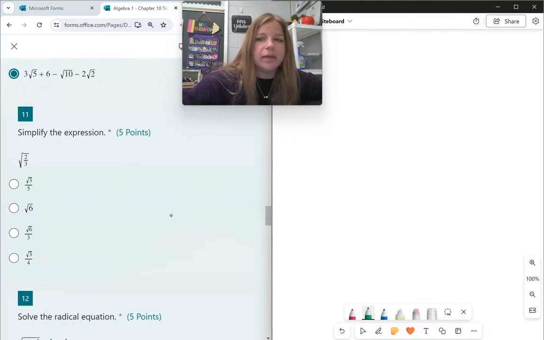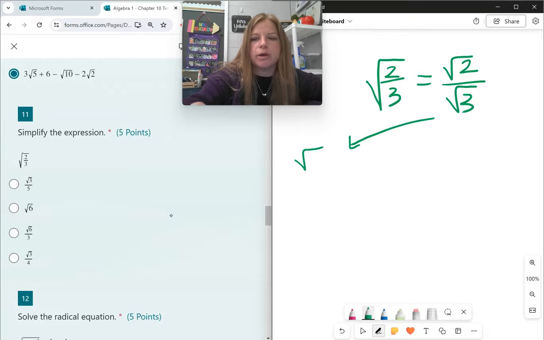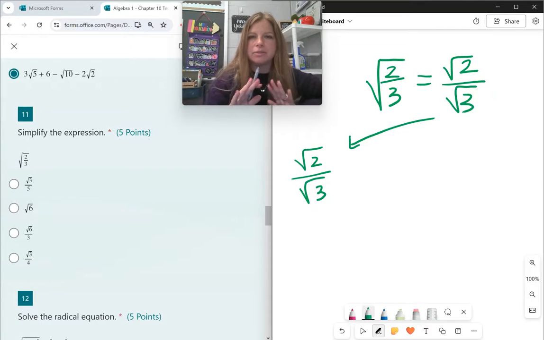Number 11, simplify the expression. Okay, so what we learned is that when you take the square root of a fraction, you are really taking the square root of the numerator over the square root of the denominator. Now, unlucky for us, square root of 2 over square root of 3 can't be broken down or simplified, but there is a rule. We are not allowed to have radicals in the denominator.